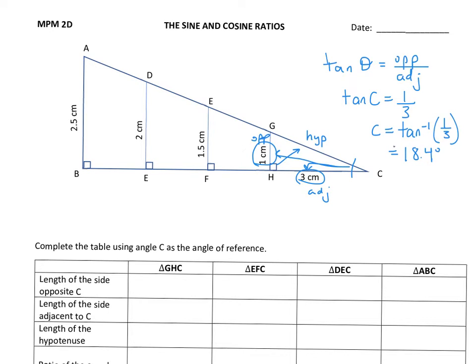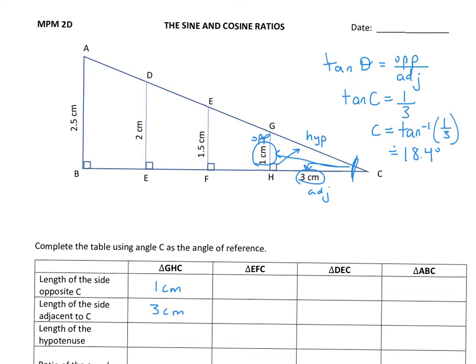And make sure you put that degree symbol there, otherwise it's assumed to be radian measure, and we don't deal with that until you get into grade 12. All right, complete the table using angle C as our angle of reference. So similar to last time, we're going to figure out the length of the side that's opposite. So that's your vertical side. So 1 centimeter for this one. The side adjacent was 3 centimeters. And then we're going to use those and the fact that it's a right angle triangle to calculate the hypotenuse.